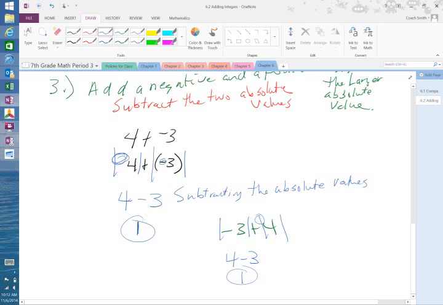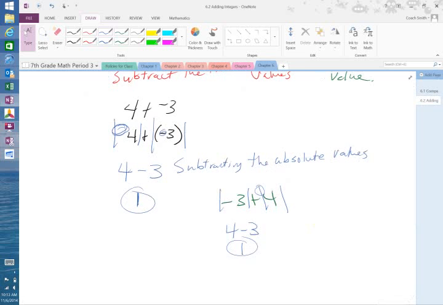Okay, now, when you're subtracting the absolute values, you're always subtracting the smaller absolute value from the larger absolute value. So whatever number is here is going to be your sign. Okay? For example, let's change the problem to this.